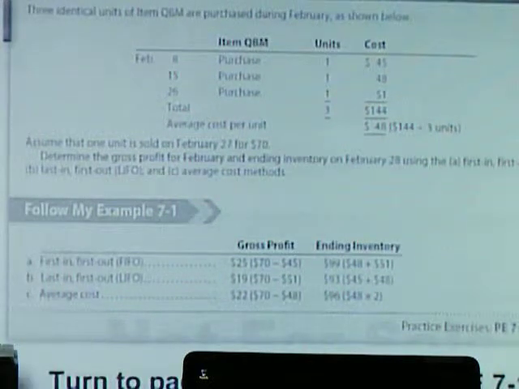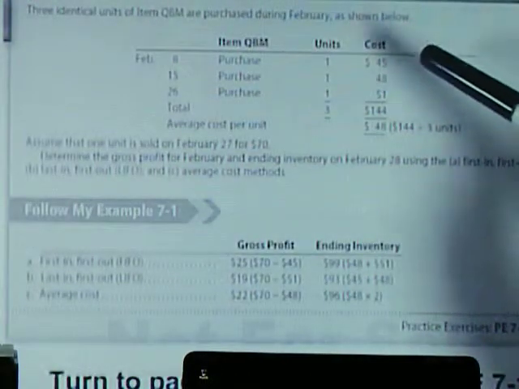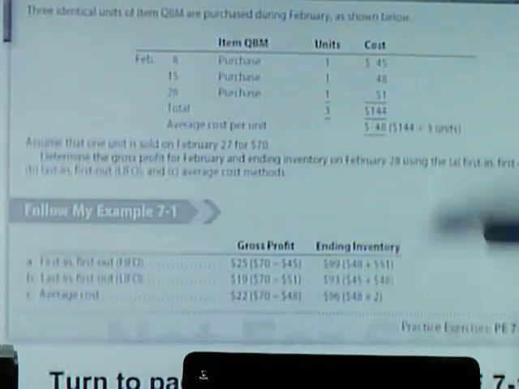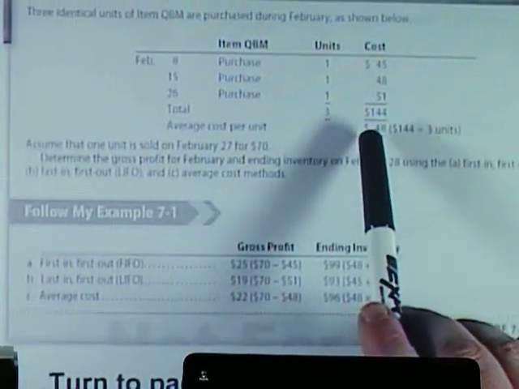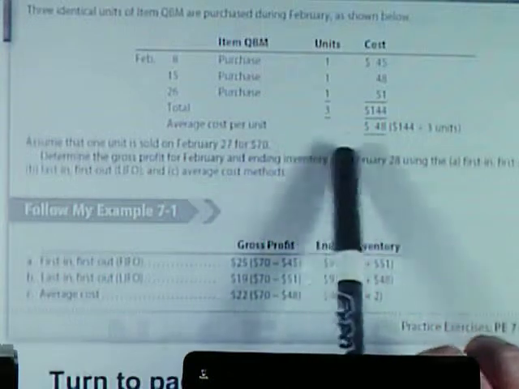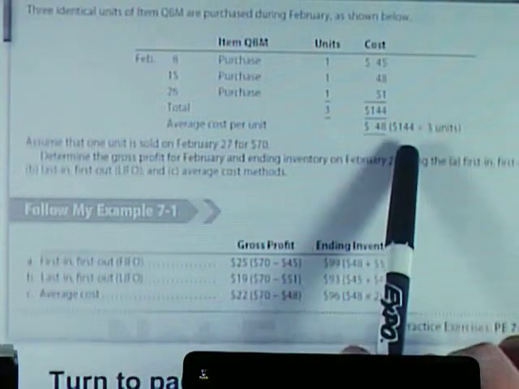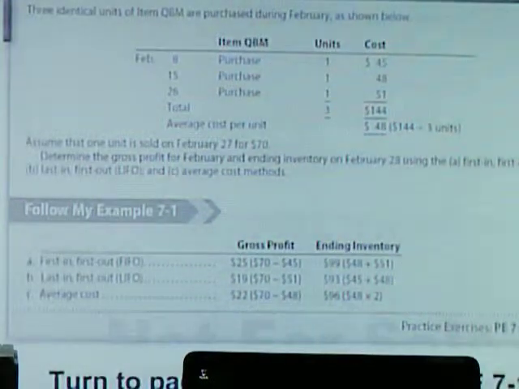So going along with example exercise 7-1, we're going to set up the cost flow assumptions. 3 identical units, item QBM, are purchased during February as shown below. February 8th we paid $45, February 15th it was $48, and February 26th it was $51. Total of 3 units, $144 total. The first thing we can do is determine what the average cost per unit is, and that's $48. That's 144 divided by 3 gives us $48 per unit.